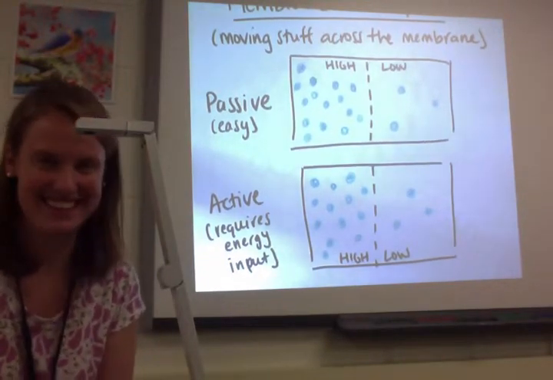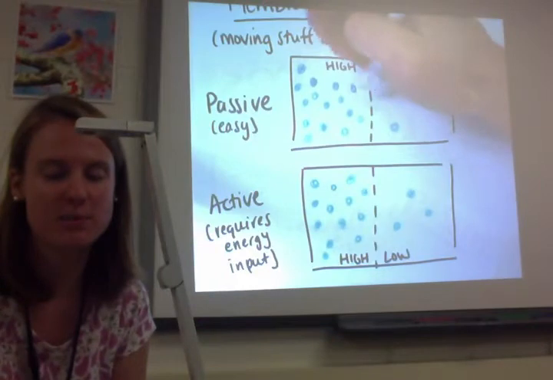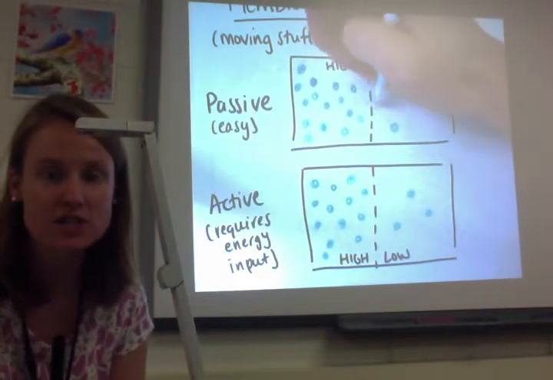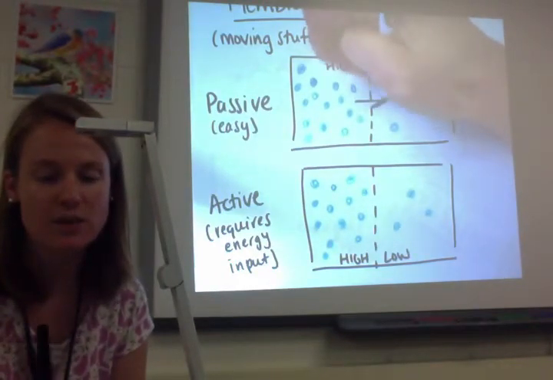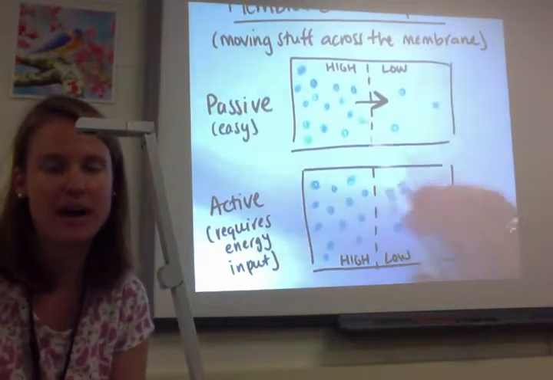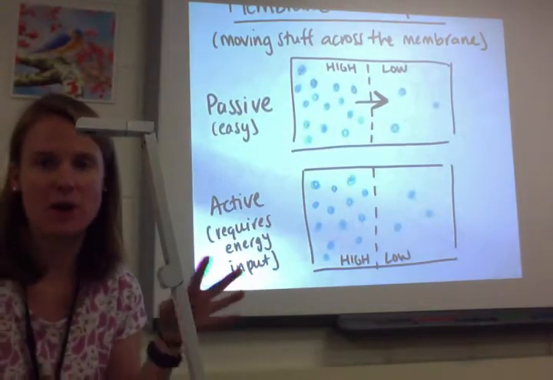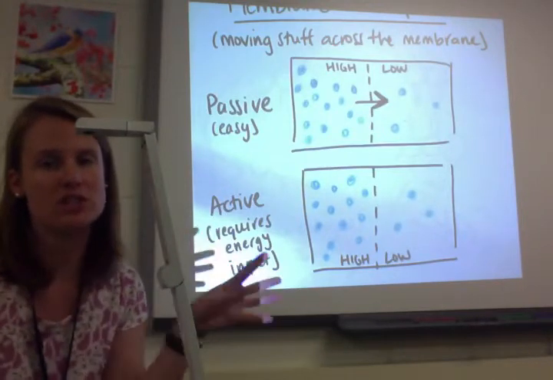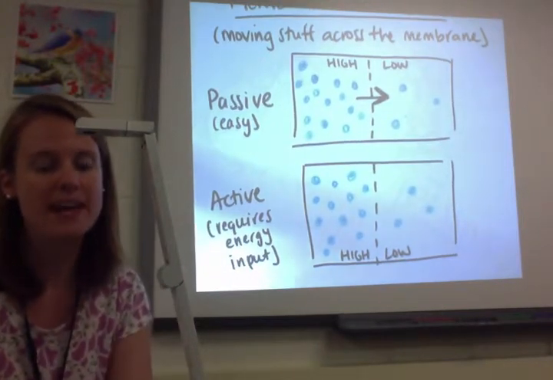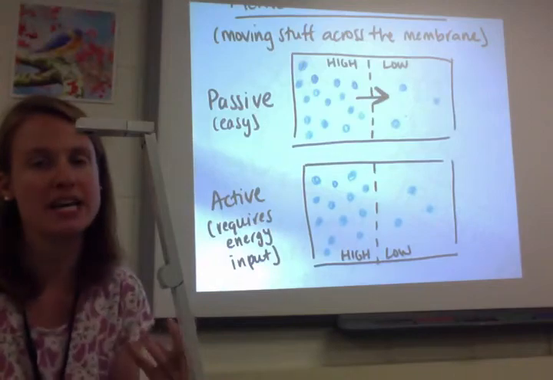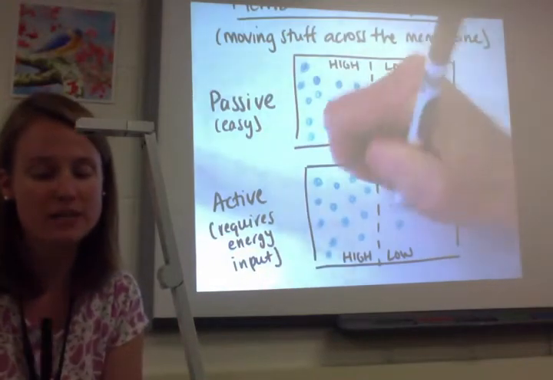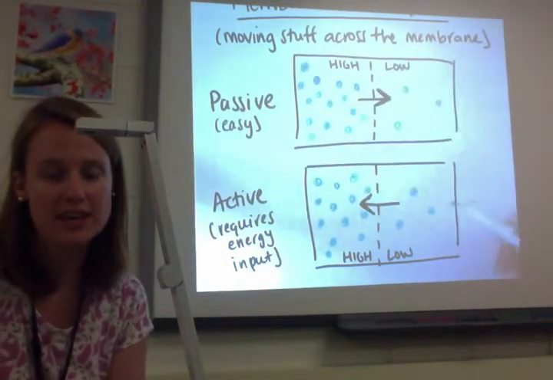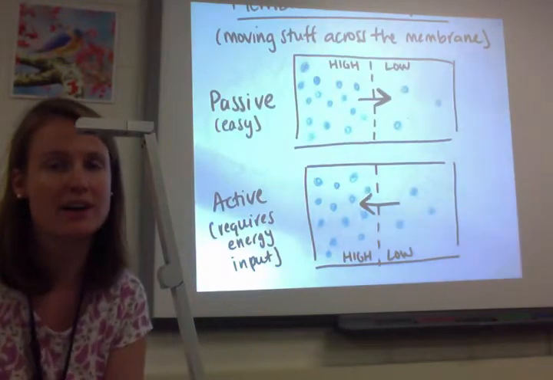Thank you. So in passive transport, things move from a high concentration to a low concentration. They go from high to low. They want to be equally distributed, and so it's easy for them to go from a high concentration to a low concentration. In active transport, you have to put energy in because you're going from low to high, moving things from a low concentration to a high concentration.